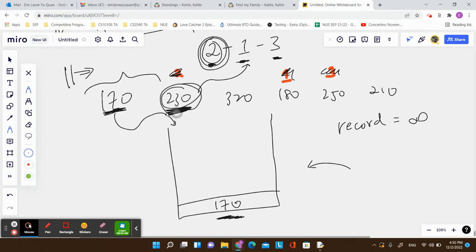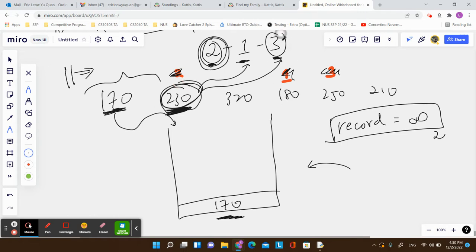So it cannot fulfill position 1. I will also need to check whether it can fulfill position 3. Obviously it cannot. Why not? Because the record is infinity. Remember, the record stores the smallest possible value of person 2. To fulfill the third candidate, I just need to check whether 230 is larger than the record, but the record is infinity, so 230 is smaller than infinity. Therefore 230 cannot fulfill the third candidate either, so I will put 230 in the stack.